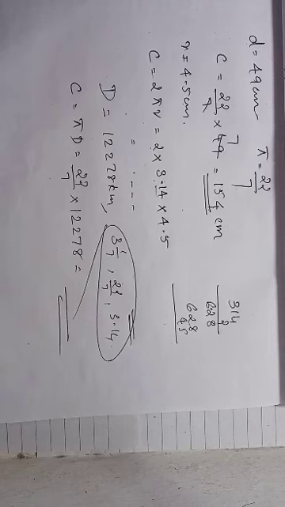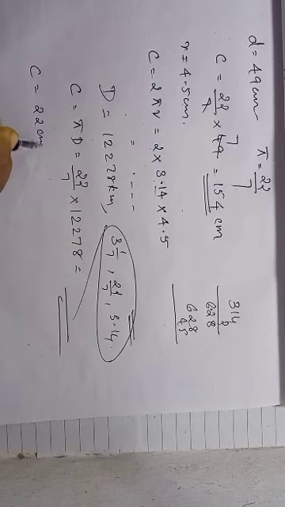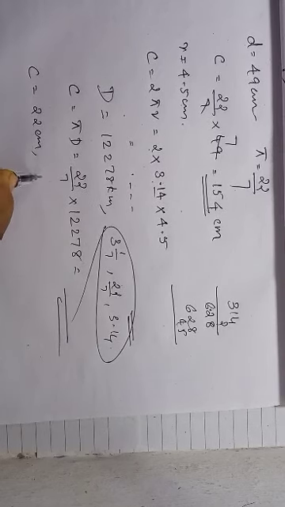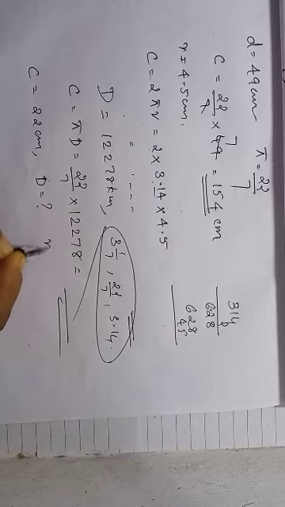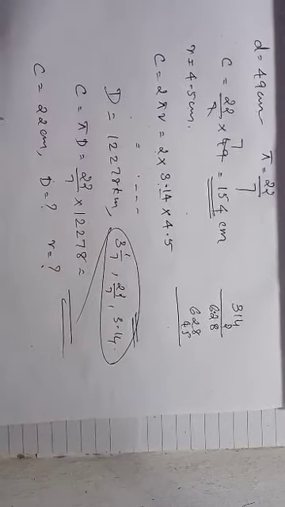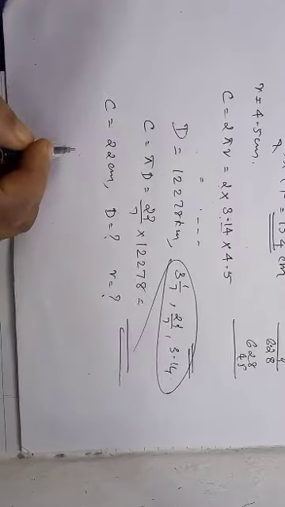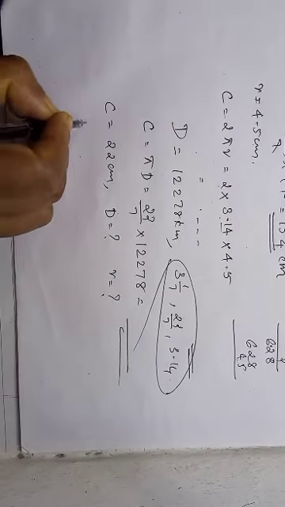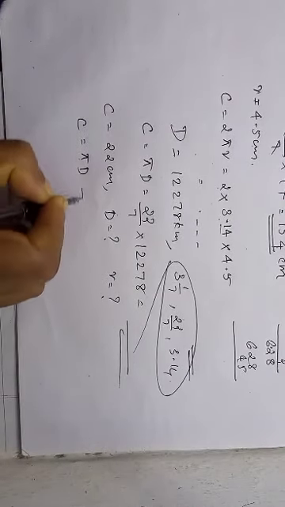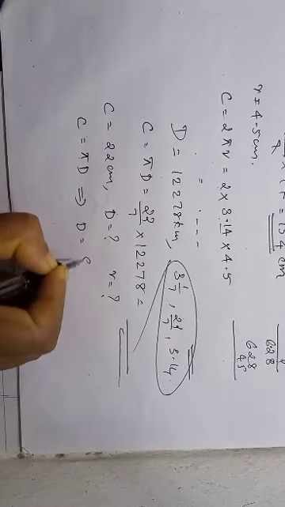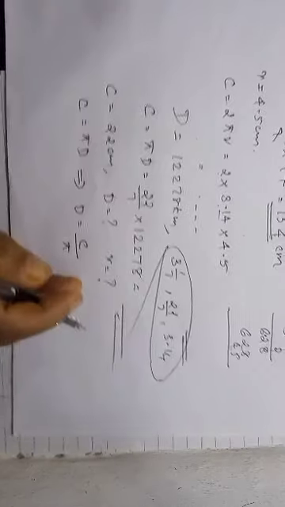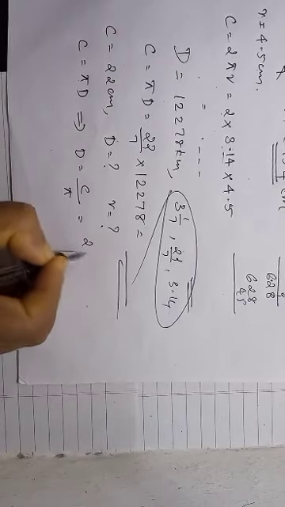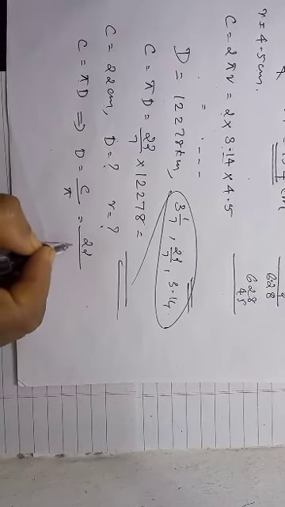Next question is, find the diameter and radius of each circle. Circumference is given, C is equal to 22 centimeter. Find the diameter and then find the radius. How to find the diameter? We know that circumference is pi d. From that, d is equal to c divided by pi. Okay. C is 22 is given. Pi is 3.14 or 22 by 7.